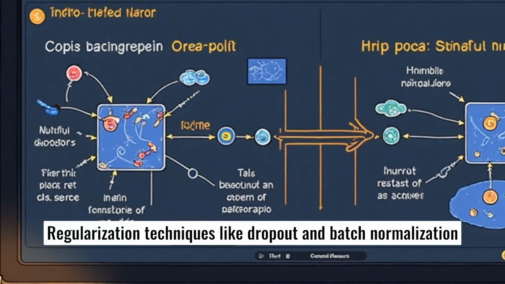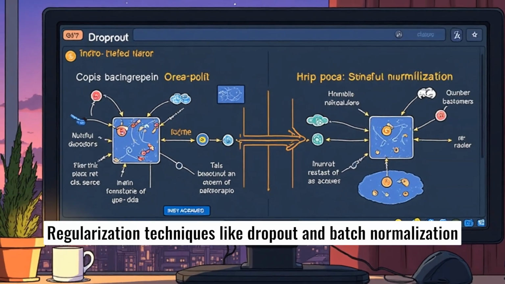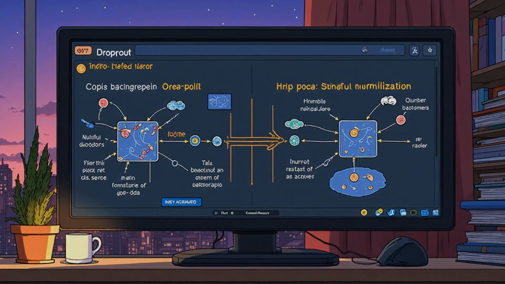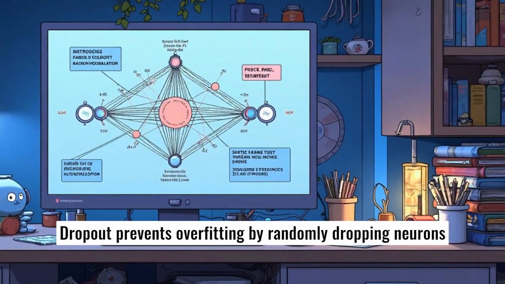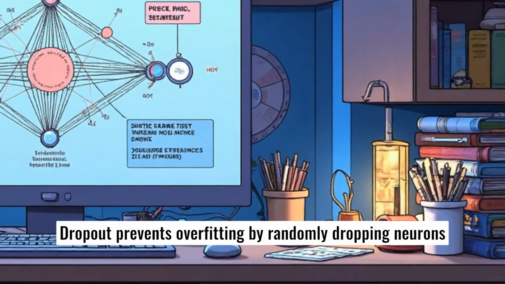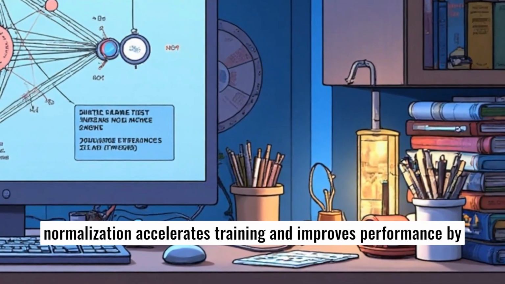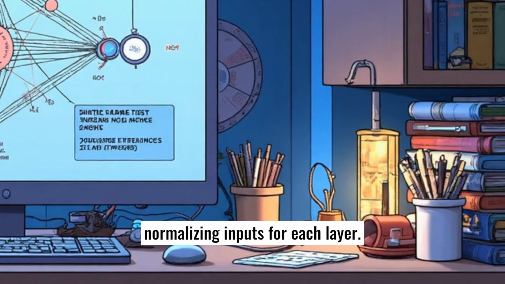Regularization techniques like dropout and batch normalization are employed during training to enhance model generalization. Dropout prevents overfitting by randomly dropping neurons during training, making the model more robust, while batch normalization accelerates training and improves performance by normalizing inputs for each layer.